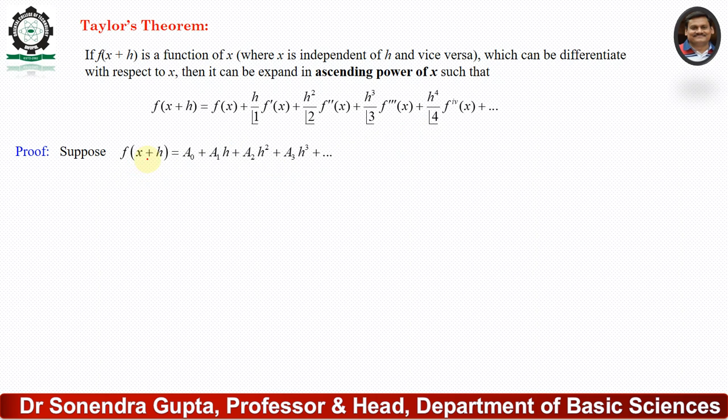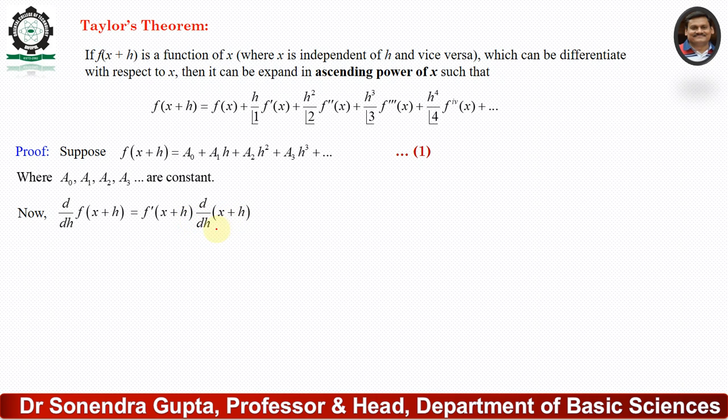Suppose the function is f(x+h) = a0 + a1h + a2h² + a3h³. Call this equation number 1, where a0, a1, a2, a3 are constants. Now differentiating f(x+h) with respect to h, we get f'(x+h), and again differentiating x+h with respect to h, we get 0 plus 1, which is equal to f'(x+h).